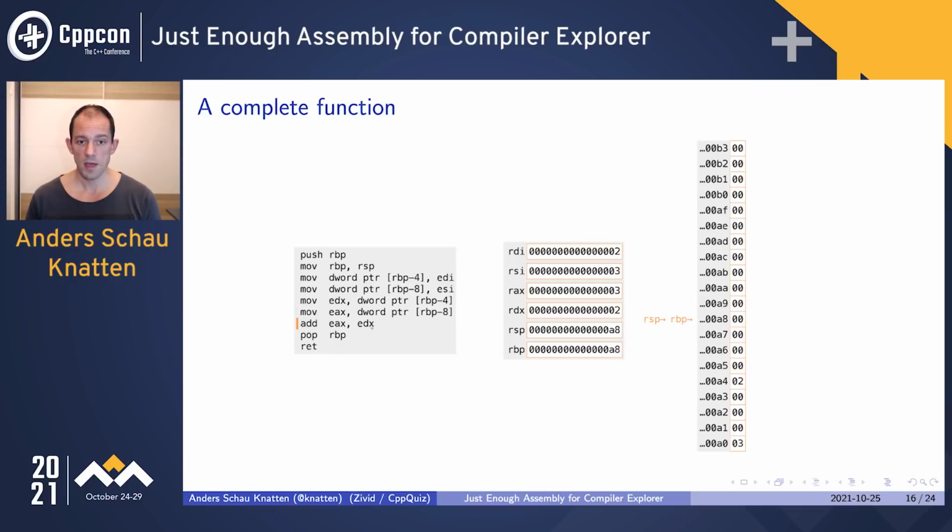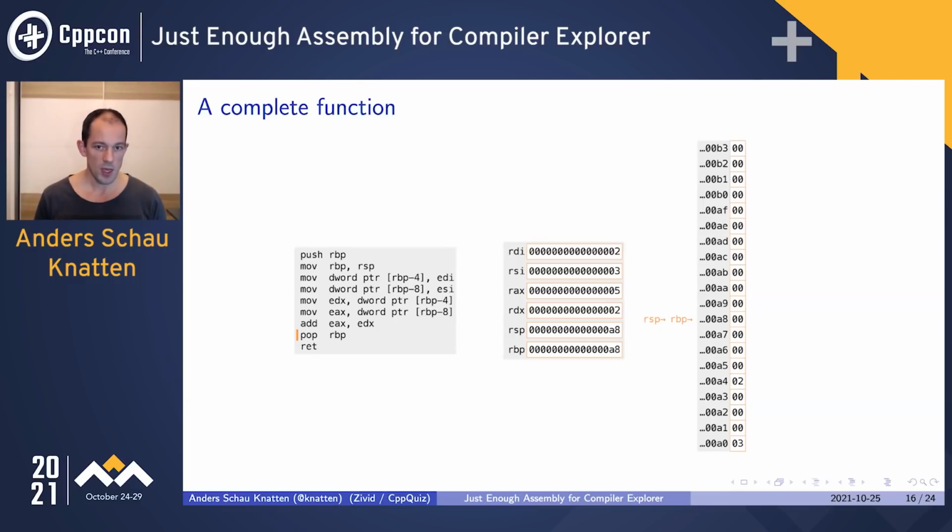Then it decided, okay, now we can add them. Now we add EAX and EDX. And as we saw before, we get the result in the first register. So we get the result in EAX. So if you do that, 2 plus 3, and then the result is here. And now we're about to return very soon.